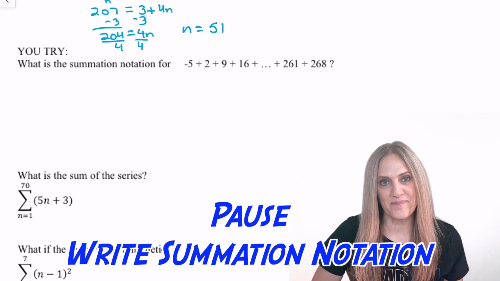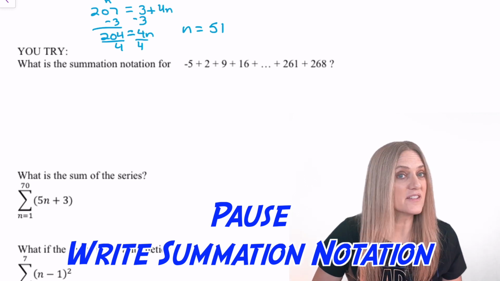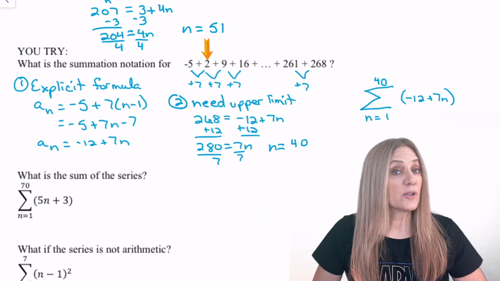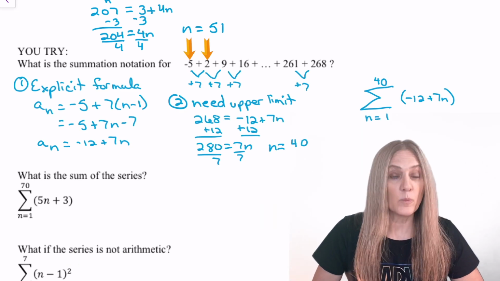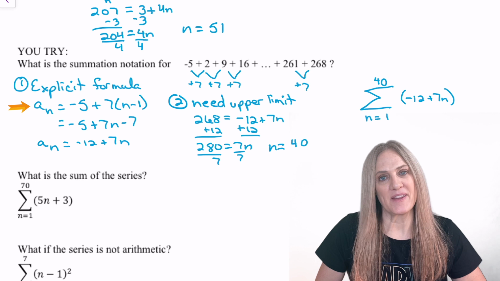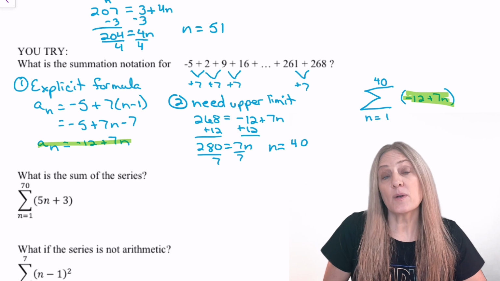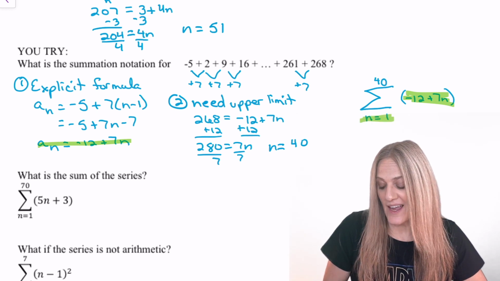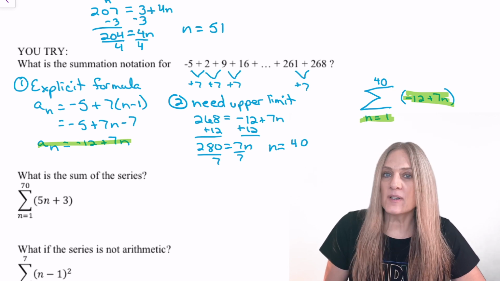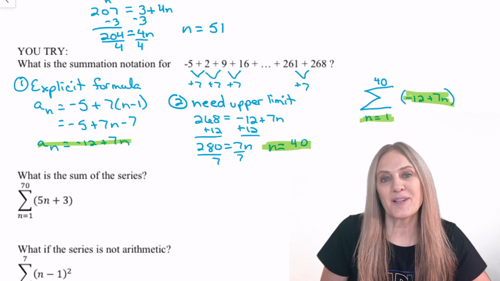Now it's your turn to try. A good place to start is seeing if it's an arithmetic series. If it is, then you can find the explicit formula and go from there. So checking term minus previous term, term minus previous term, we notice that there is a common difference of 7. Next, we find the argument by writing the explicit formula. So a sub n equals -12 plus 7n. The lower limit, n equals 1. Quickly, I can check that. -12 plus 7 times 1, -5. But the upper limit, I need to plug into that explicit formula and find out what that upper limit is. The upper limit is 40.